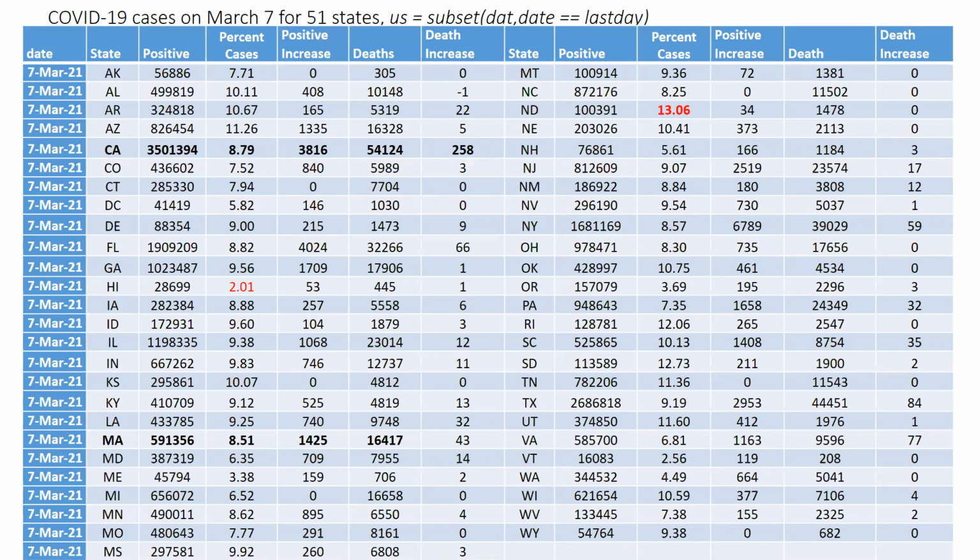This table shows COVID-19 cases and death counts for 51 states as of March 7 of 2021. It includes cumulative cases and deaths as of March 7th and the new cases and deaths on March 7th. The largest number of cases and deaths is in the state of California. However, when we take the population size into consideration, North Dakota has the most confirmed COVID-19 cases, about 13% of population, while Hawaii has the fewest, about 2% of population.